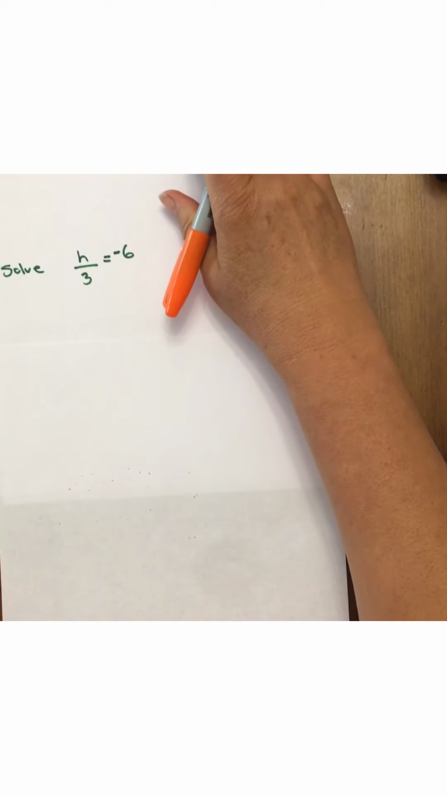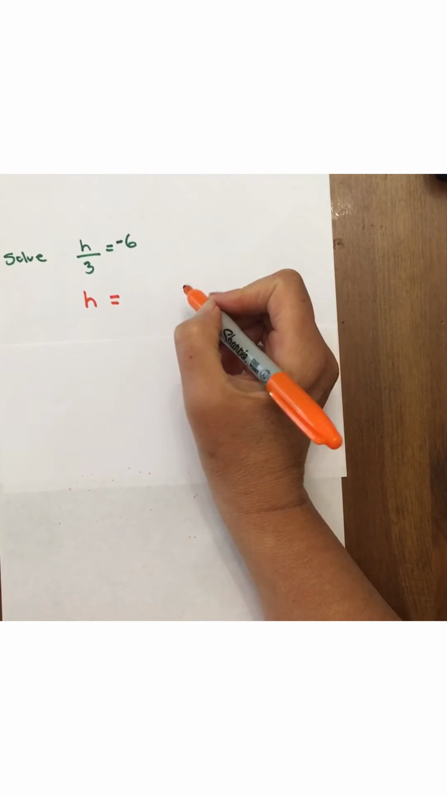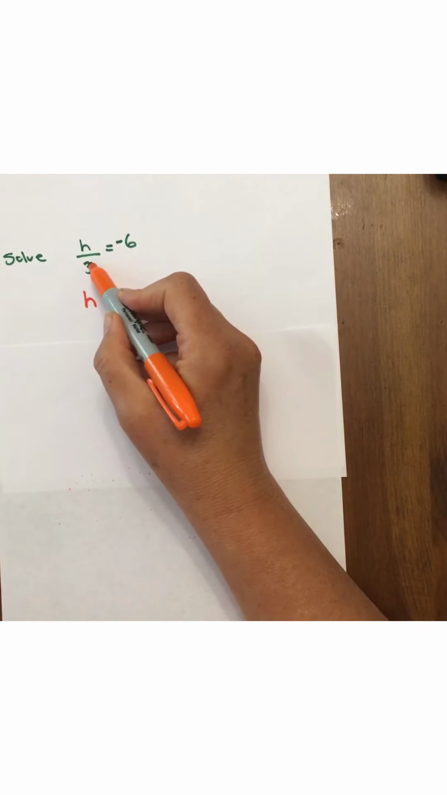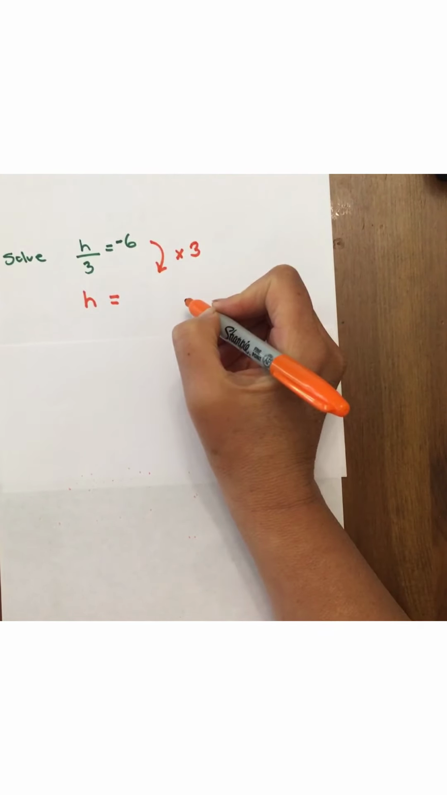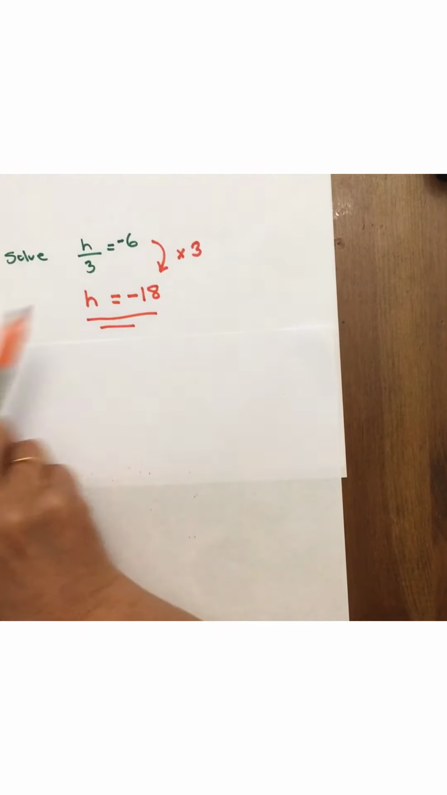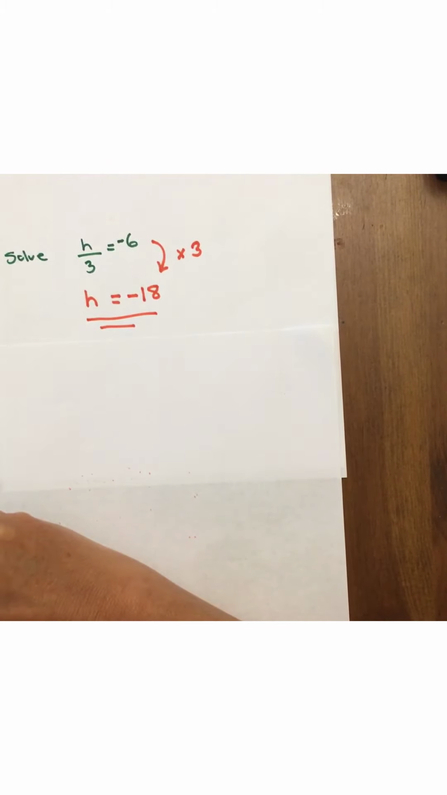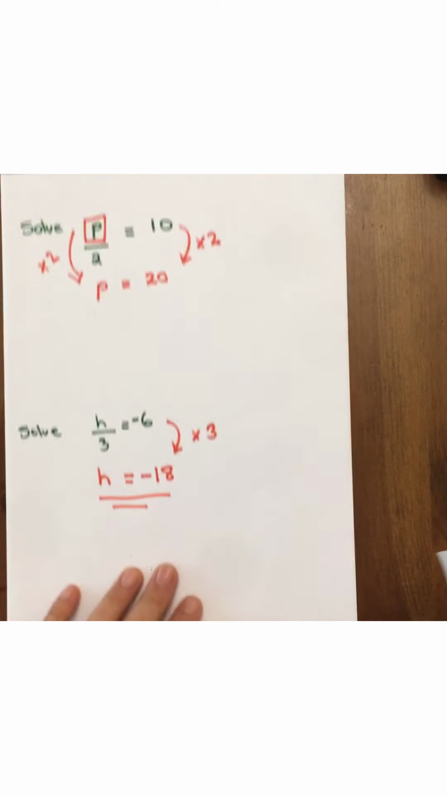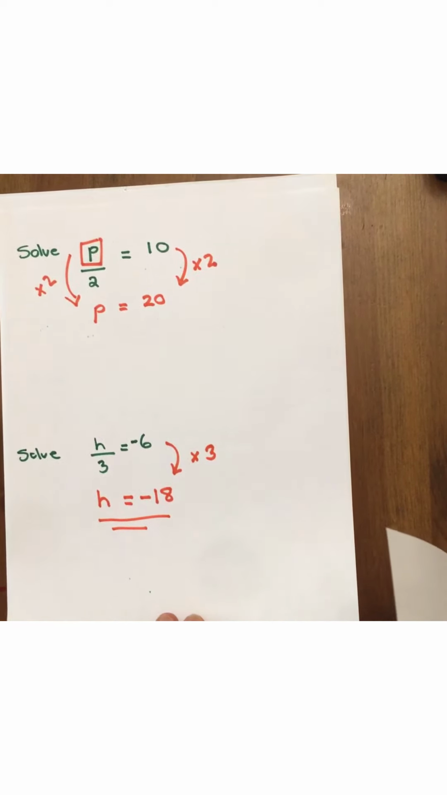Okay, a similar question. What is the value of my 1h? What's the opposite of dividing by 3? Well, the opposite of dividing by 3 is to times by 3. So I get my answer to be negative 18. Let's just check that. Negative 18 divided by 3 is negative 6. Now this is the first time I've done solving equations with you, so please let me know if you think this is too tricky, and I'll do some easier work with you next lesson.